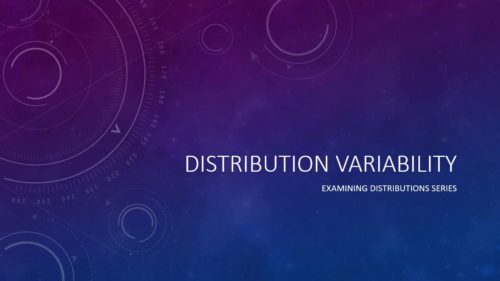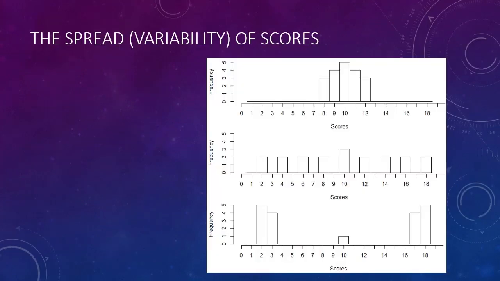One property of a distribution is shape. Another property of a distribution is center. A third property is distribution variability. Variability refers to the spread of scores. Here are three histograms picturing three distributions.